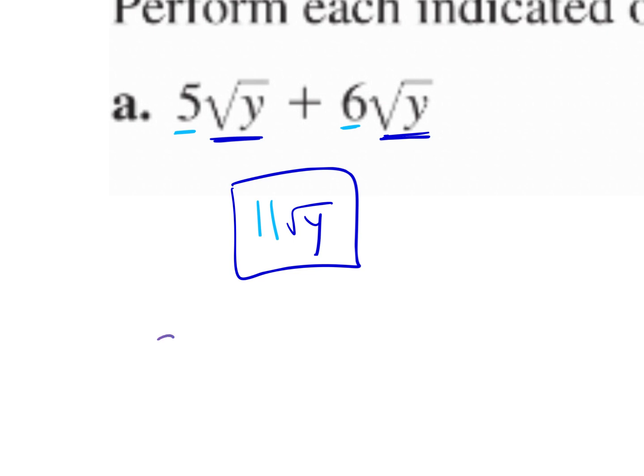What if I had something like 3 square root x plus 3 square root y? Could I add these together? No, because the variable parts aren't the same. So these are not like terms, so you can't add it.